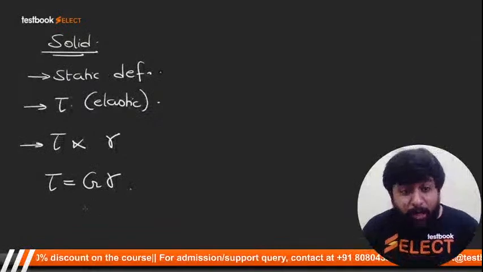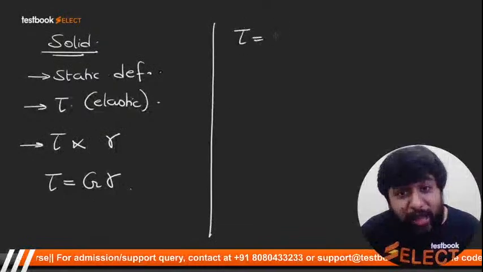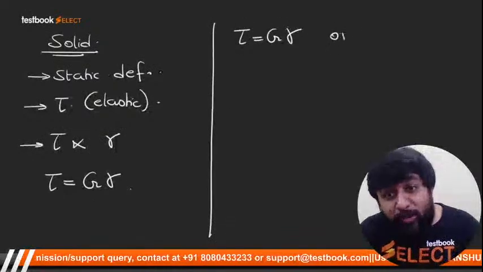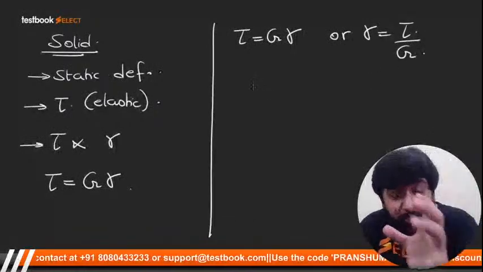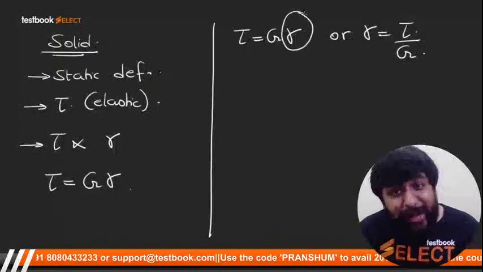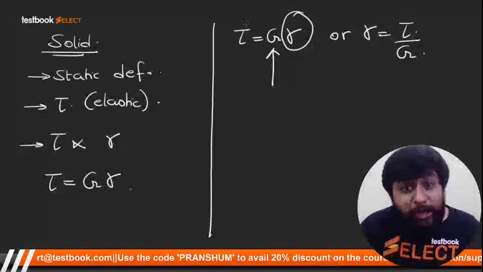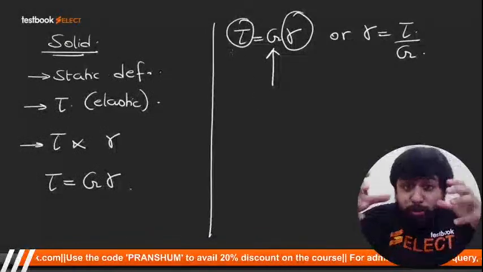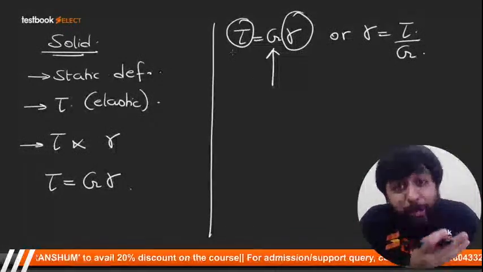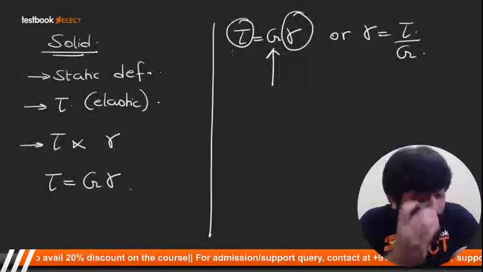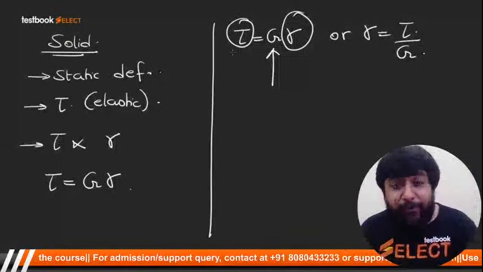So you say there are two meanings of G. Either we can write tau is equal to G gamma, or we can write gamma is equal to tau by G. The first equation suggests that when there is static deformation in the body, then because of elasticity of the body, there is internal shear stress. So G value is the elasticity of the material. It is the property of material by virtue of which there is internal shear stress when there is a shear strain, when there is a static deformation.